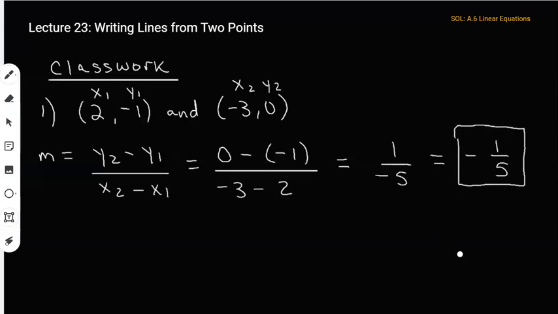So now I know what the slope of this line is, and I can use y equals mx plus b to figure out what b is. So what is my y value? I'm going to use this second point right here. For this point, my y value is 0.